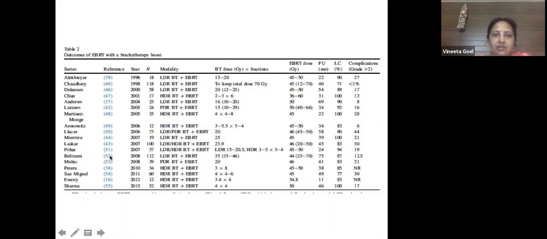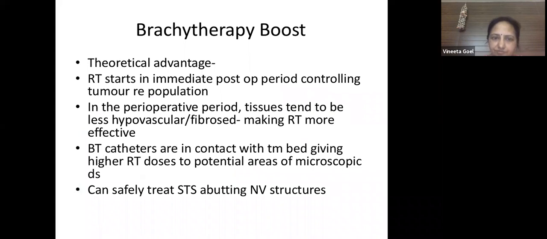Now, this table is showing multiple series. I would like to point out here, this also has a series published from TMH in 1998, where the patients were treated with a combination of EBRT and local LDR brachytherapy. EBRT doses were 45 gray, and there is a follow-up of around 40 months, and the local control rate in this was 71% with a complication rate of less than 1%. So several series have shown that a combination of EBRT and brachytherapy also works well for these patients.